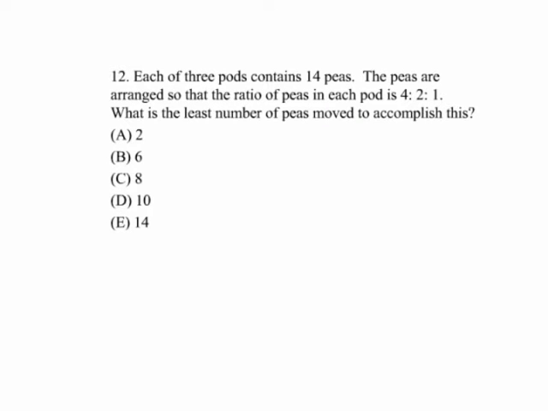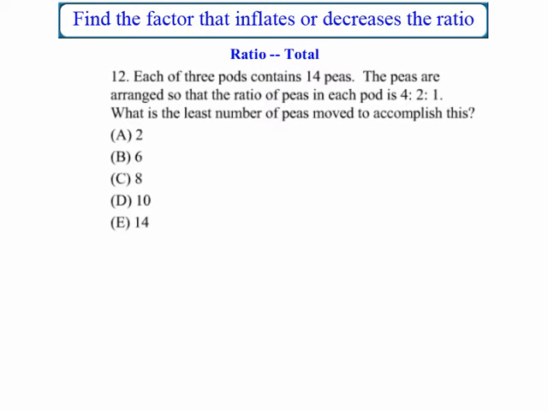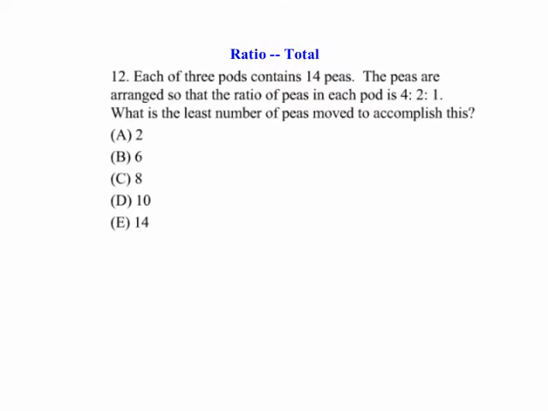This is a difficult question of the question type that is very common on the SAT. This is one where they give you a ratio and then they give you the total. In this case, they say 3 pods contain 14 peas. The peas are arranged so that the ratio in each pod is 4 to 2 to 1. What's the least number of peas moved to accomplish this? Normally, they want to know what the factor is that inflates or decreases the ratio. See, we have this ratio of 4 to 2 to 1 and a total of 14 peas. We want to find the factor that increases or decreases that ratio to get you the total.